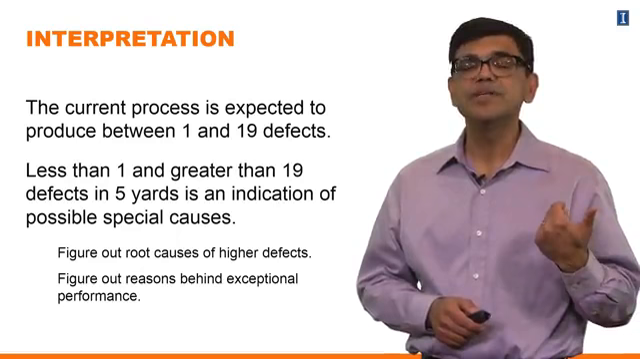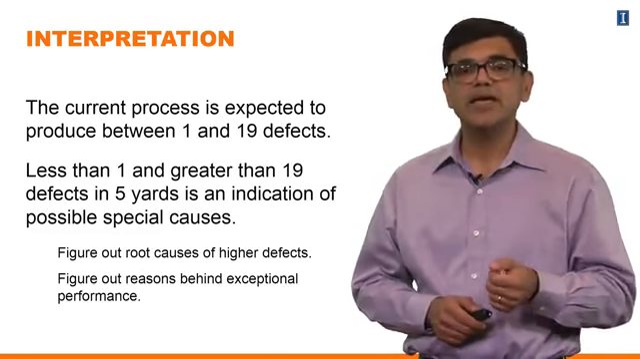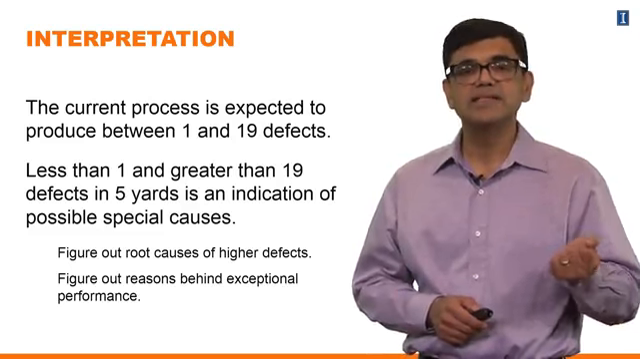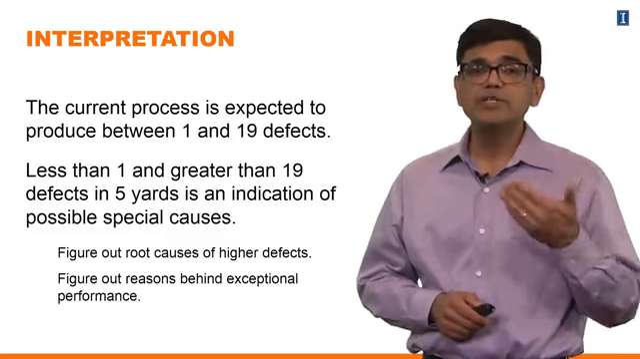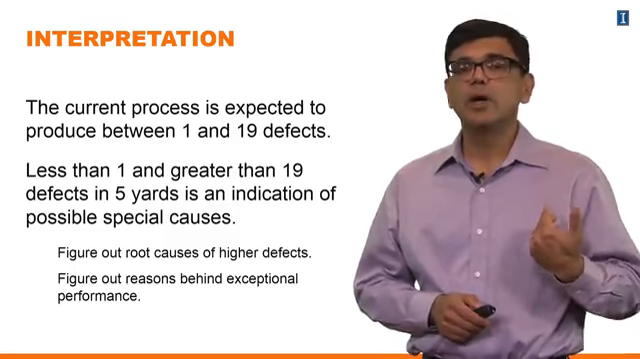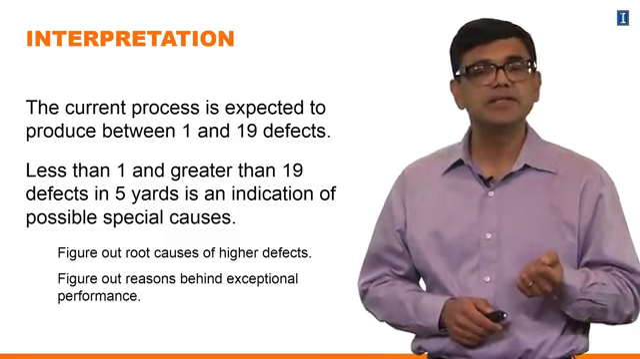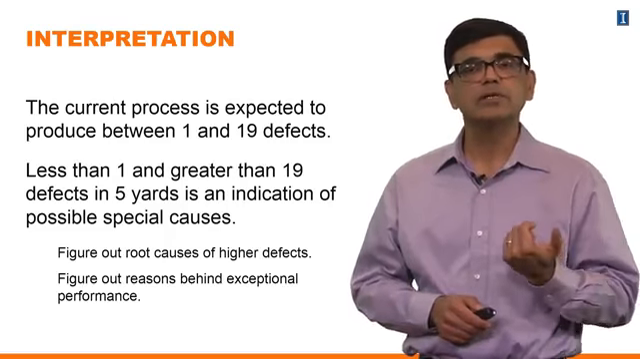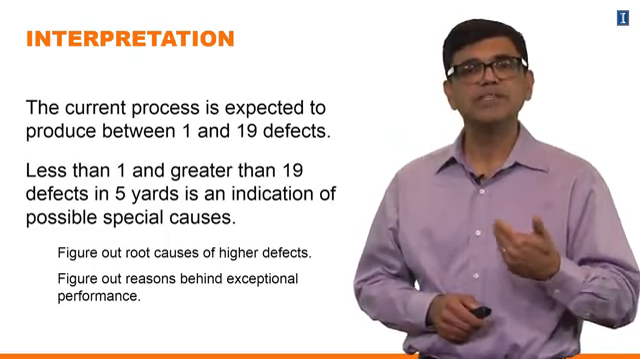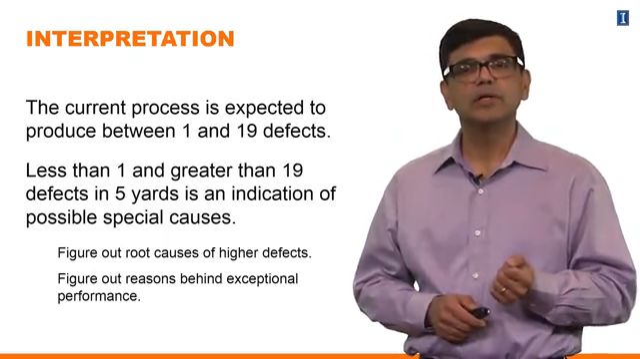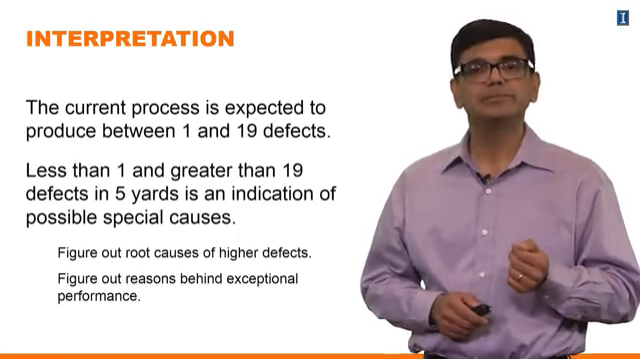Less than 1 would be something that's extraordinary, and greater than 19 would be something that's extraordinary. That's what we said earlier. That's exactly what we're saying here. If we do get numbers that are above or below, we need to figure out what happened. It could be root causes of something that has gone wrong, or if it's on the lower side, how did we manage to get points that were lower than the lower control limit? Because we're talking about count of defects, lower numbers are going to be better.